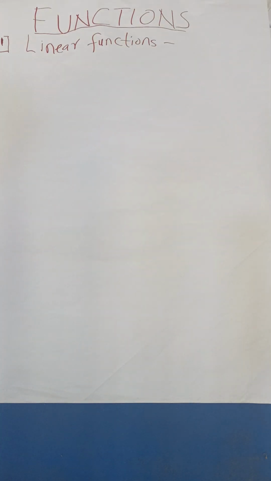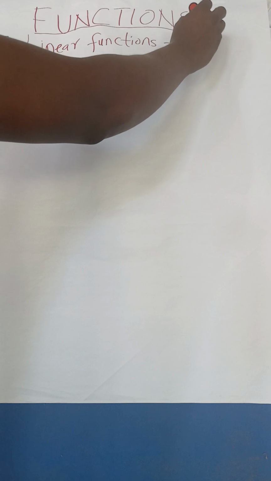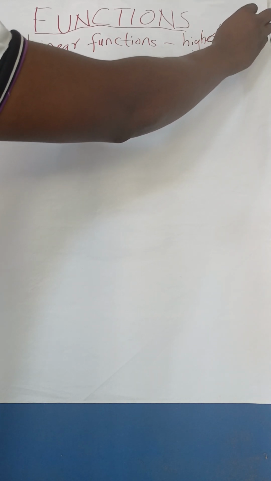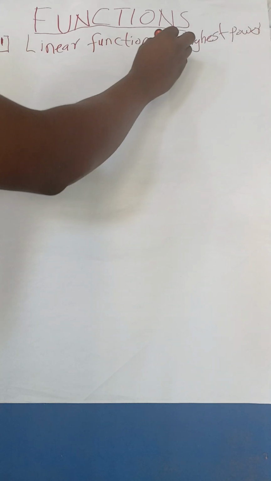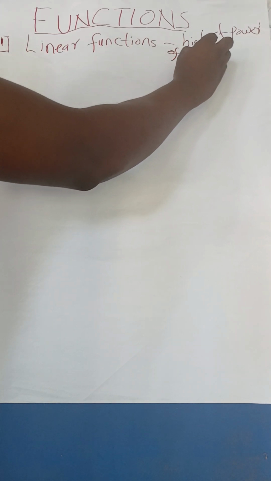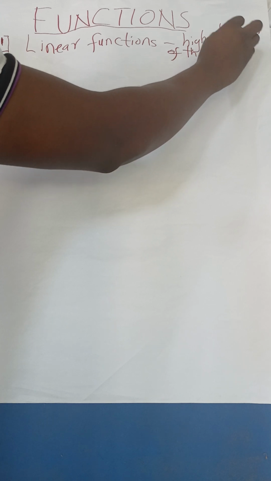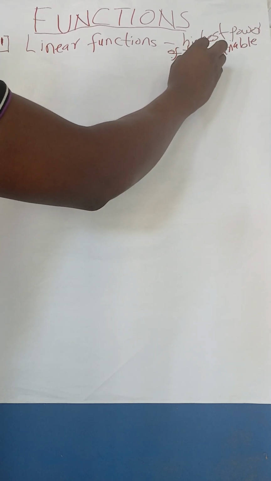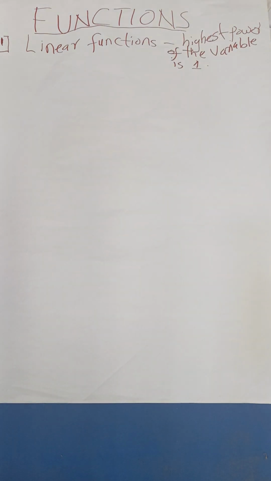As we know very well, a linear function is just a type of function where the highest power of the variable is 1. The linear function is a function where the highest power of the variable is 1.